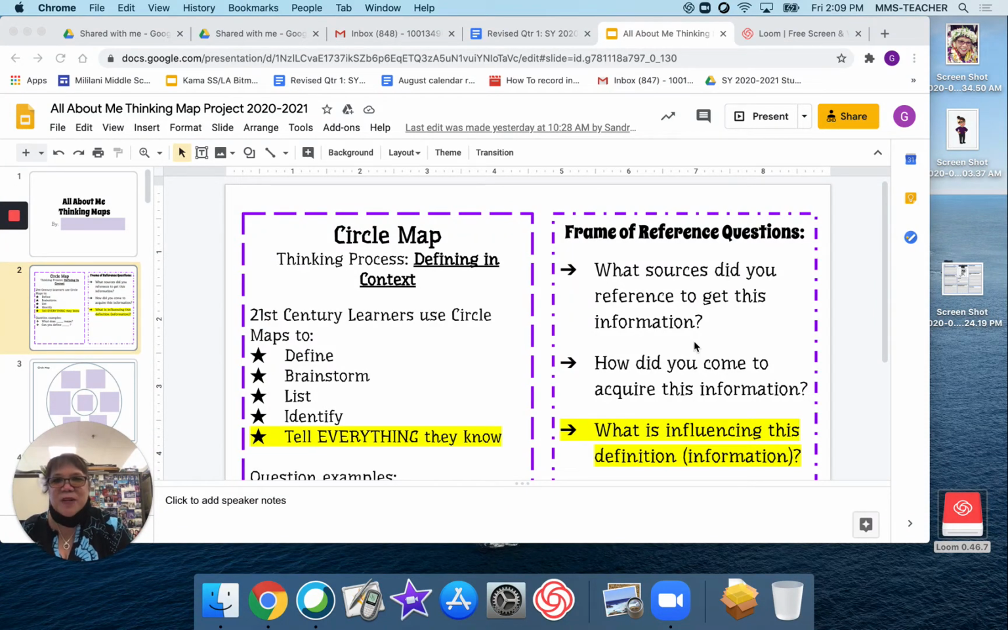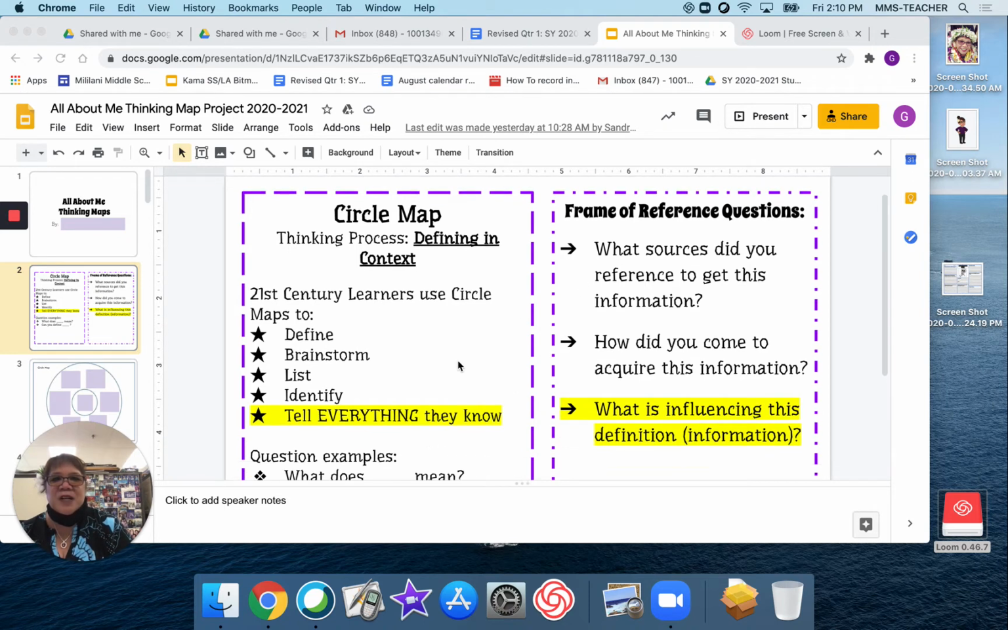This is Mrs. Kama, and I'd like to go over the first two thinking maps that you are going to be working on for your All About Me thinking map project. The first thinking map we're going to discuss is the circle map. With the circle map, you are using the thinking process of defining in context. So 21st century learners use circle maps to define, brainstorm, list, identify, and tell everything they know. You notice it's highlighted, tell everything they know.